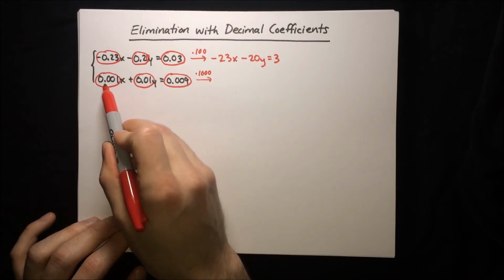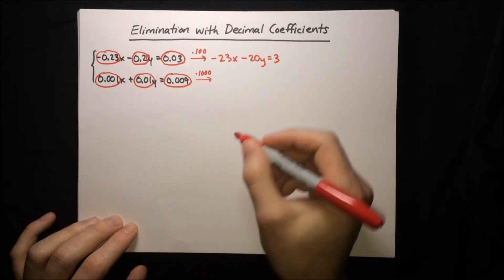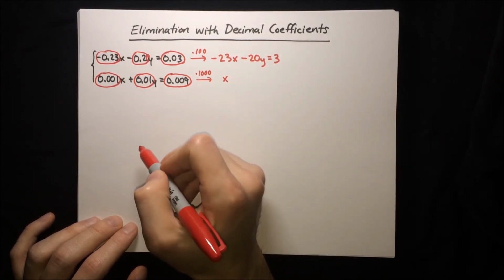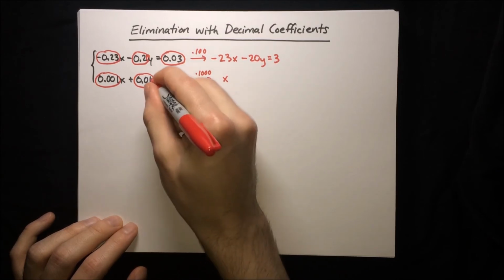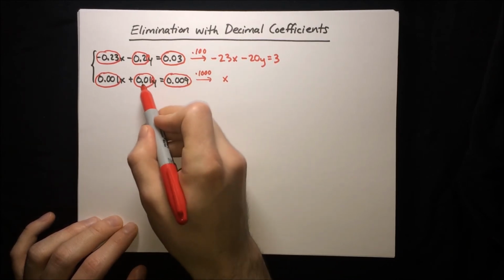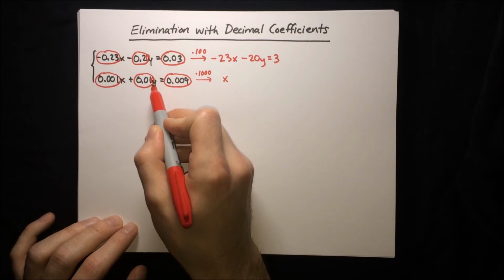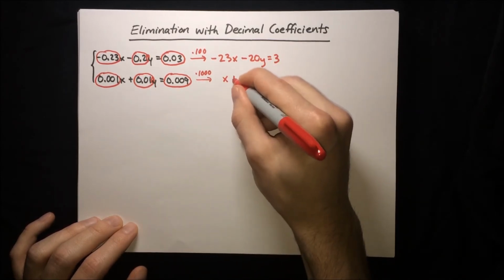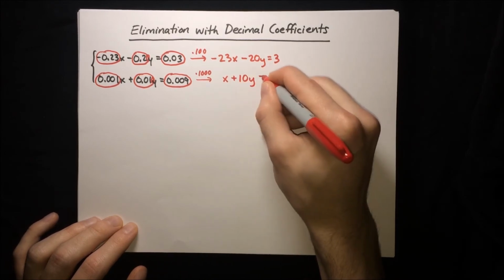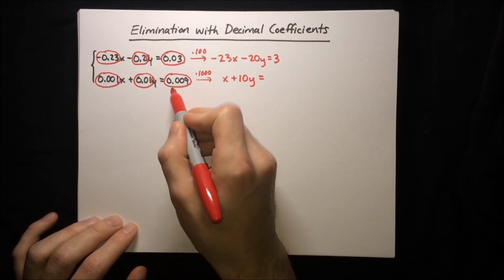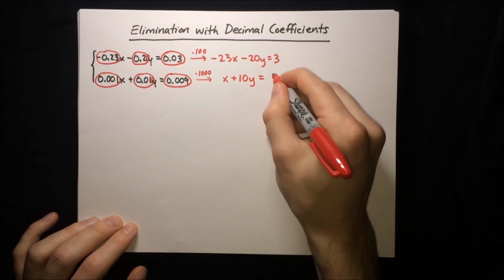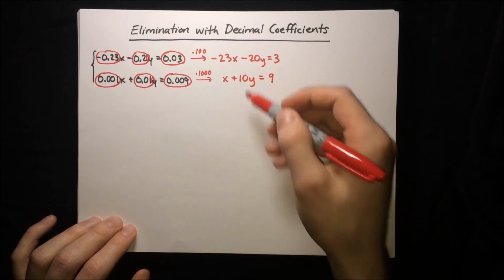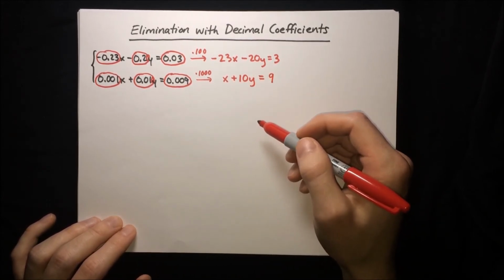So for the 0.001, that becomes shifted over 3 times, and you get 1x, so just x. And then for the 0.01y, you can think about that as 0.010y, and you shift it over 3 times, you get 10, so 10y. So x plus 10y equals, and then shift this 0.009 over, 1, 2, 3, that just equals 9. Okay, there we go. We've got integer coefficients, and we can finally begin elimination.